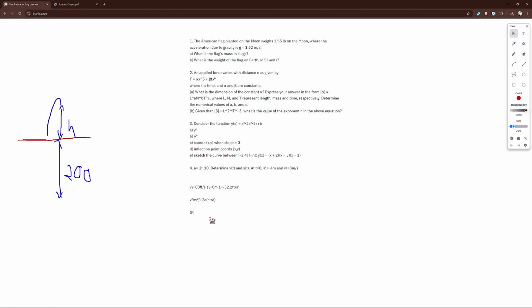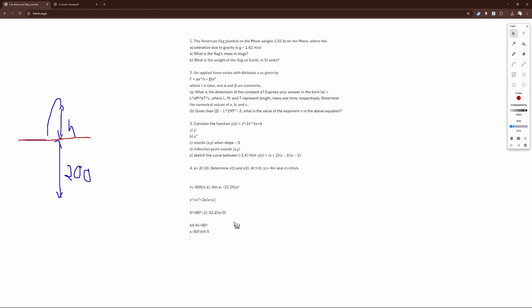So final velocity is 0. So 0 squared is equal to, what's V naught? 80 squared plus 2 times negative 32.2 times S minus 0. So this is what we're solving for. With some rearrangement, it would be 32.2 times 2, by the way, 64.4. So you'd have 64.4 S equals 80 squared. And then S is equal to 80 squared over 64.4.